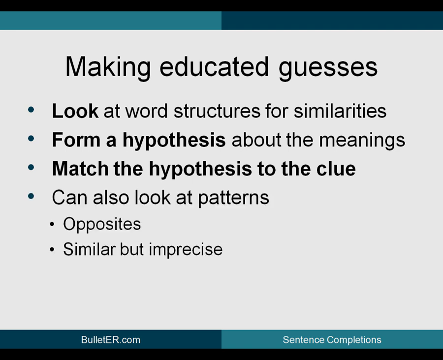Some people will also tell you to look at patterns. For example, the SAT will often put words that are the exact opposite of the correct answer, or words that are similar but not really correct. This pattern method is less reliable than the hypothesis method, but you can use it to supplement.